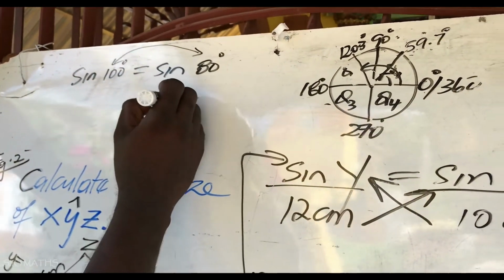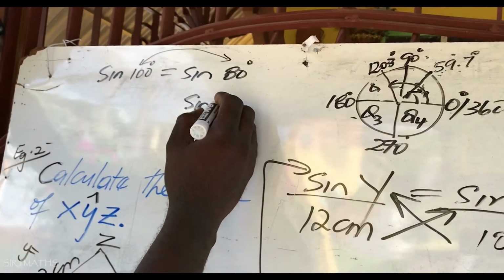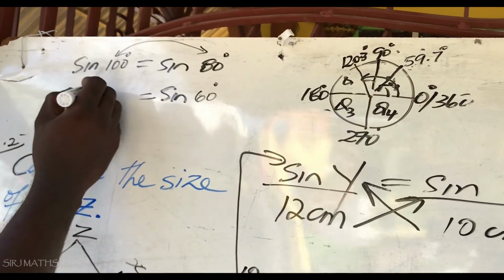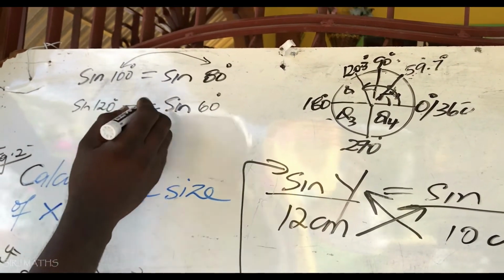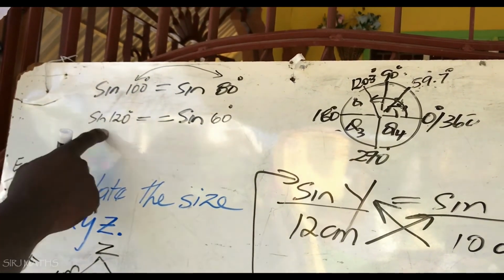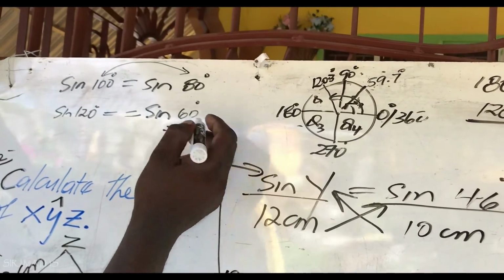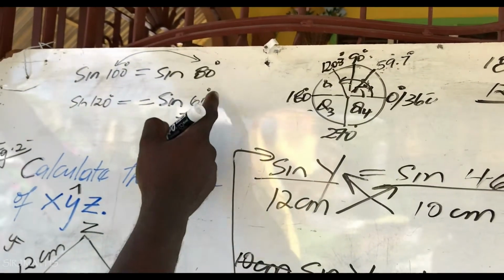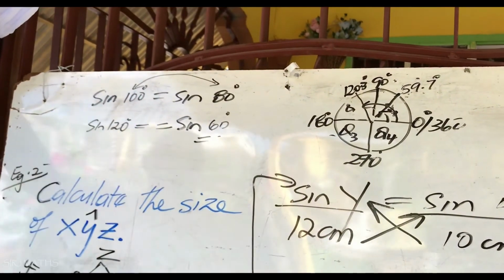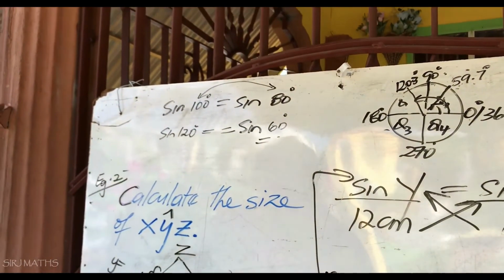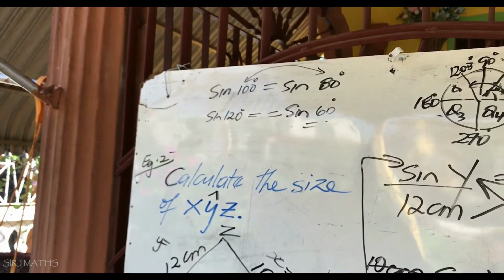So if you know the sine of 60 degrees in the first quadrant, you automatically know the sine of 120 degrees in the second quadrant. They are actually equal. So the sine of 60 degrees is, say, 0.866 or root 3 over 2. The sine of 120 degrees is also root 3 over 2 or 0.866 correct to 3 decimal places.